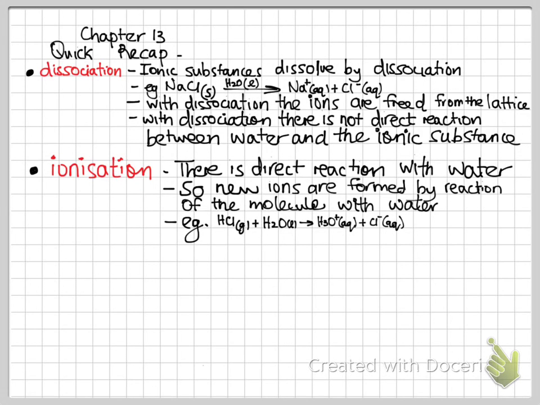Now let's have a quick recap of chapter 13. We considered two important terms. One is dissociation and the other is ionization. You need to remember that dissociation involves ionic substances. Example, sodium chloride would actually dissociate into sodium ions and Cl- ions. In dissociation there's no direct reaction between water and the ionic substance.